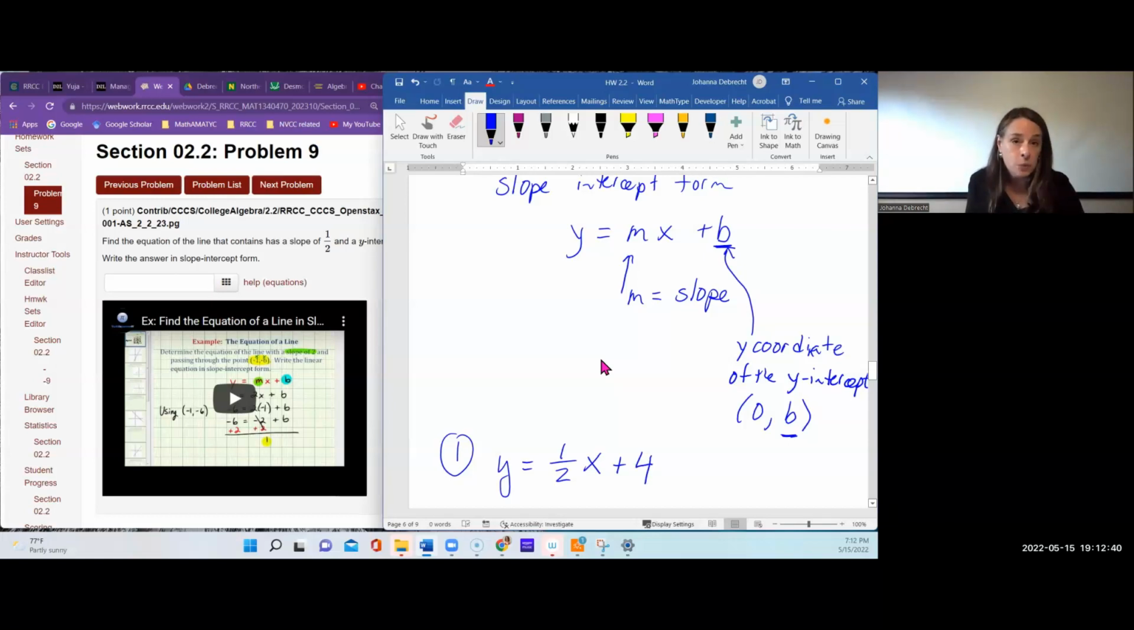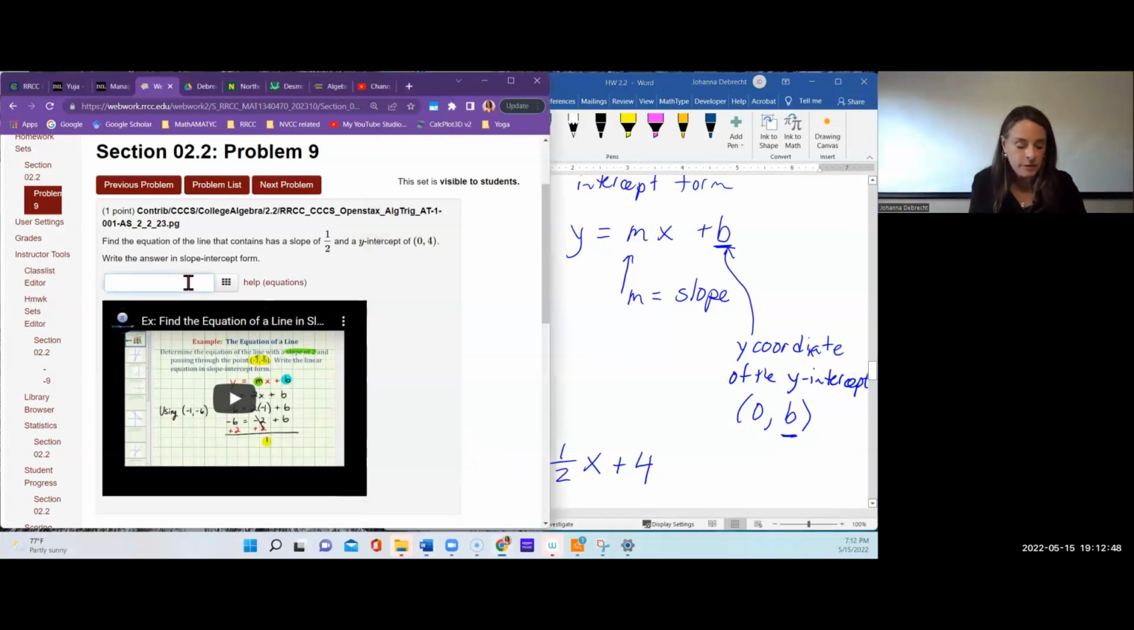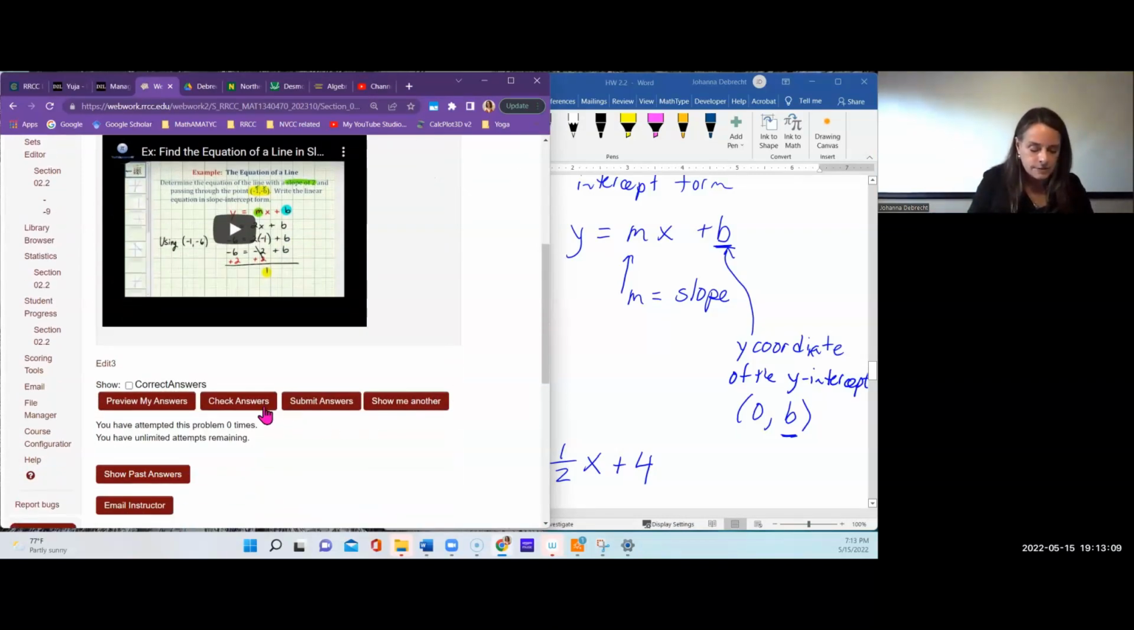Now, to enter it into WebWork, you can either put parentheses around the 1/2, or it should do it in order and then multiply by x. But parentheses are never a bad idea. Or you can always type it as 0.5. So 0.5 x plus 4. And then you can check your answer.